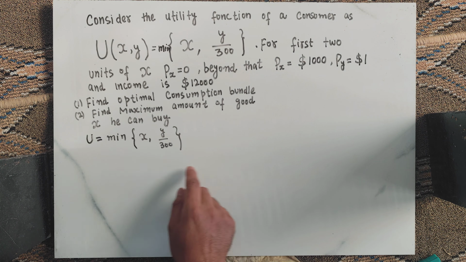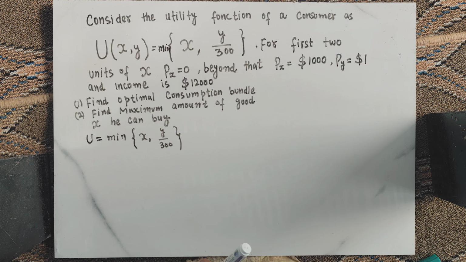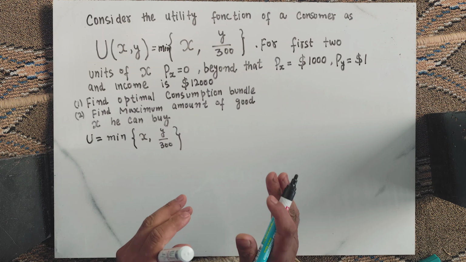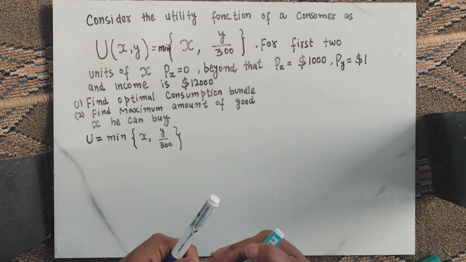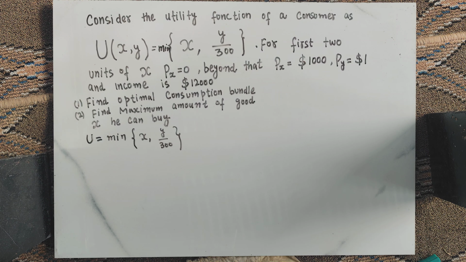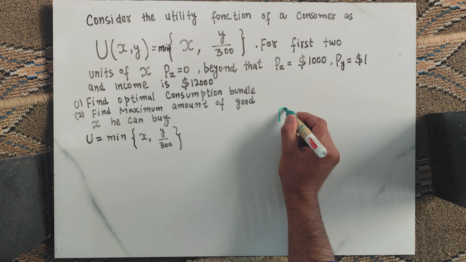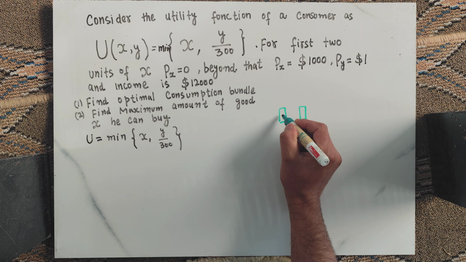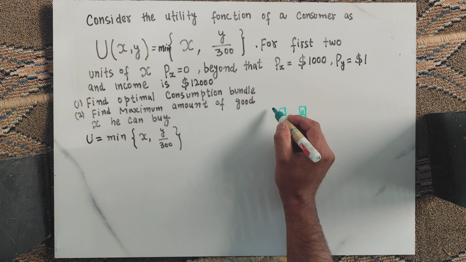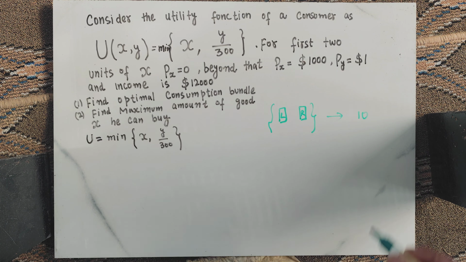So we have this utility function: utility is equal to the minimum of x comma y upon 300. This is what we call the Leontief utility function, or perfect complementary utility function, where the consumer consumes goods in a fixed proportion. To give you an example of what is meant by this, let us suppose a consumer goes to a shop and purchases a pair of shoes, a left shoe and a right shoe, and let us say he gets a utility of 10 utilities.